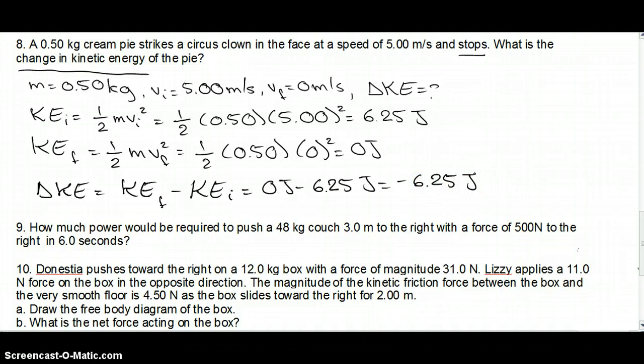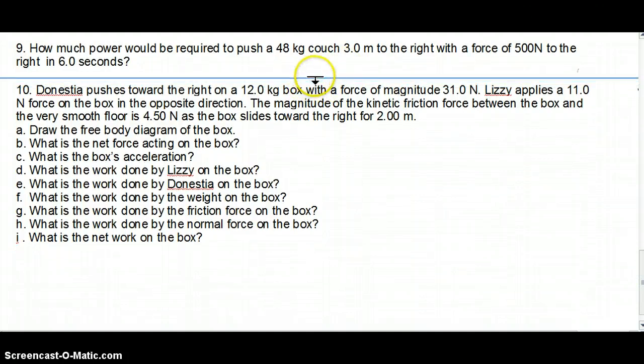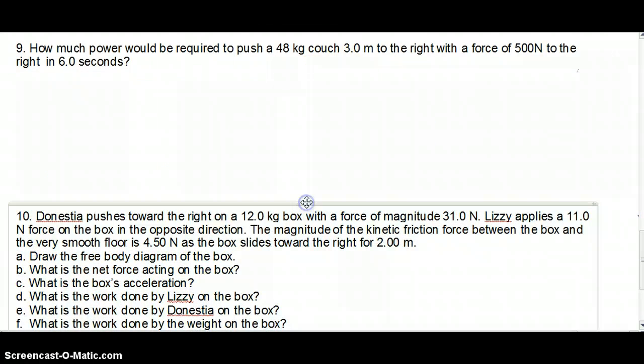Now remember, energy is not a vector. So that negative sign doesn't mean that it's going to the right or the left. It means that we're losing kinetic energy. Negative change of energy means energy lost. And that makes sense because the puck is slowing down and eventually stopping. So it's losing its kinetic energy.